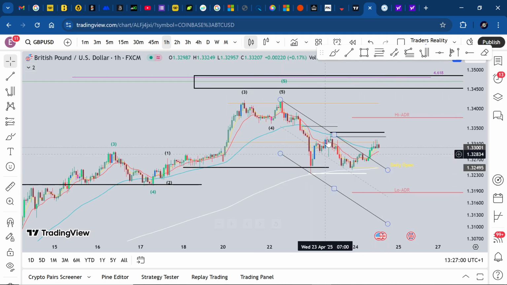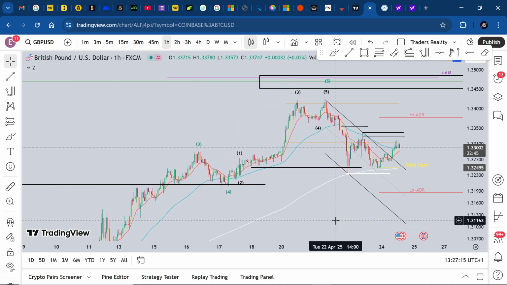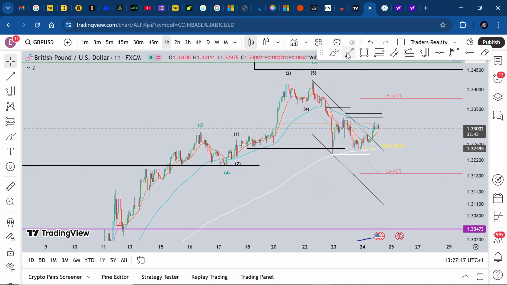So more likely we've got a 1, A, B, C, 2. It could be a running flat. We could swipe the high and then drop. I don't know. But currently I'd say if we are going down, this is a 1 or an A. This or this is going to be a B or a 2, and then continuation to the downside. Everything becomes clear once we take out this low here.